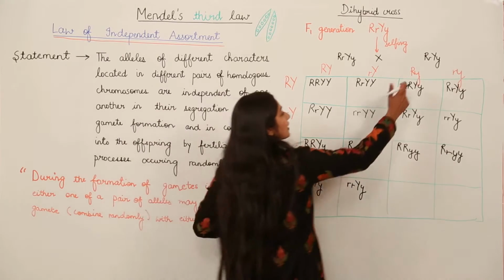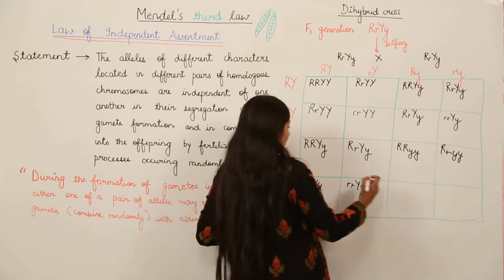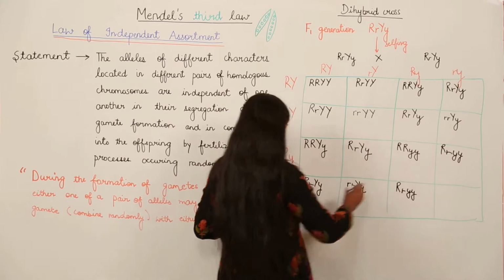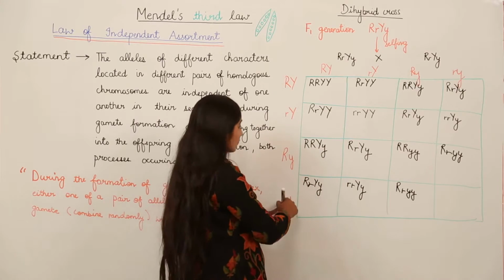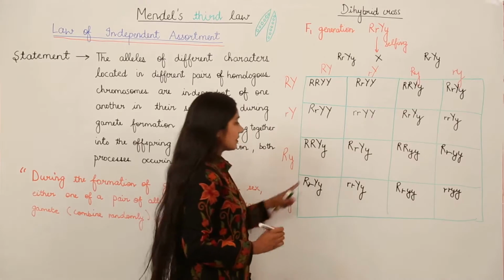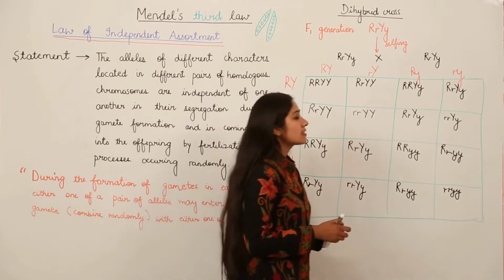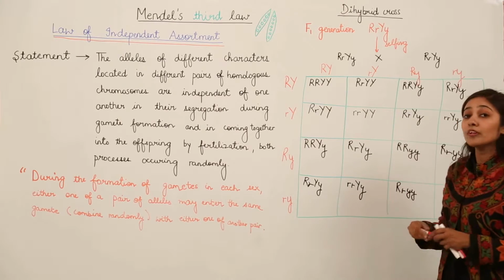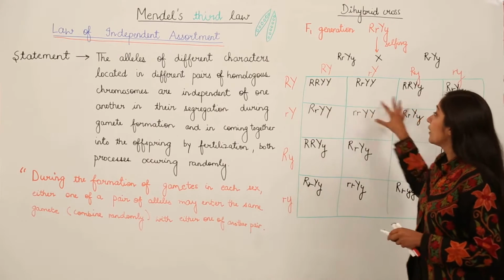Next, this one. What are we going to have? We have capital R, small y, small y. Next we have small r, small y, small y. You can see here, so these are the 16 combinations that we have now. Now we are going to interpret what these are going to convey.